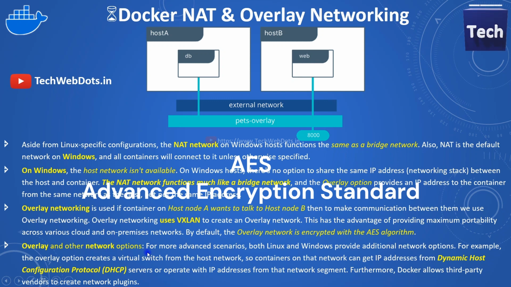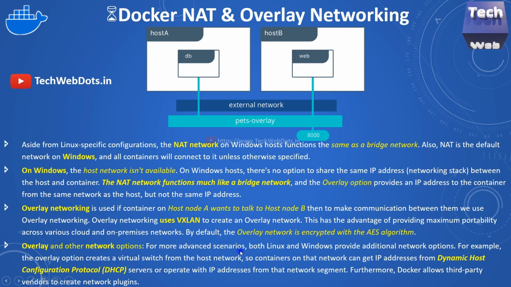Overlay and other network options. For more advanced scenarios, both Linux and Windows provide additional network options. For example, the macvlan option creates a virtual switch from the host network, so the containers on the network can get an IP address from the dynamic host configuration protocol, DHCP server, or operate with IP addresses from the network segment. It can be your organization network. Furthermore, Docker allows third-party vendors to create network plugins.